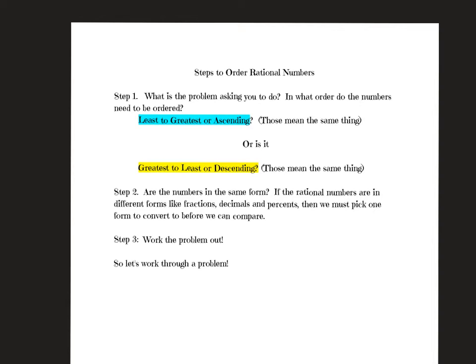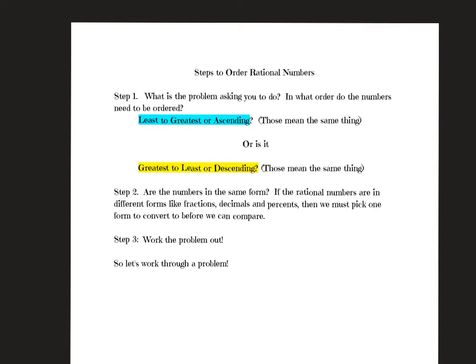So the first thing that you need to do when you're working these problems out is find out which order they are wanting you to put the numbers in. So is it from least to greatest or ascending? These mean the same thing. They mean going from the lowest to the highest. Or is it greatest to least or in descending order, which is the same thing as greatest to least. It is going from the highest to the lower.